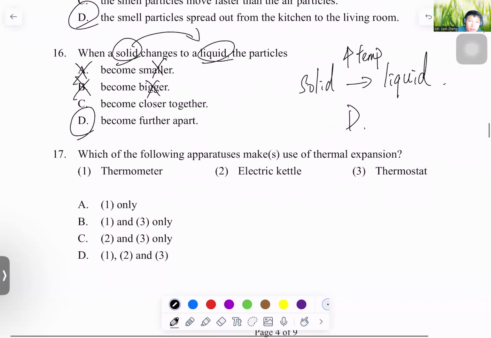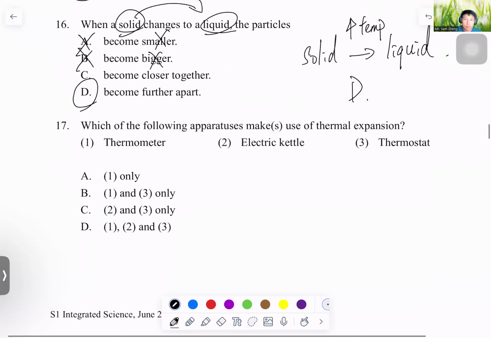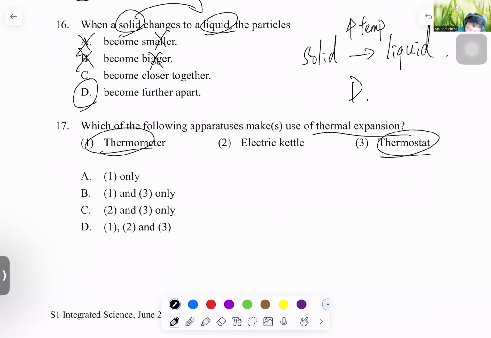Next, 17, which of the following apparatus make use of thermal expansion? So in this case, definitely the thermometer and also the thermostat. While the electric kettles, in fact, would not make use of thermal expansion for their function. It just requires heating up the water by the metal wire underneath the electric kettle, but it is not the main function.